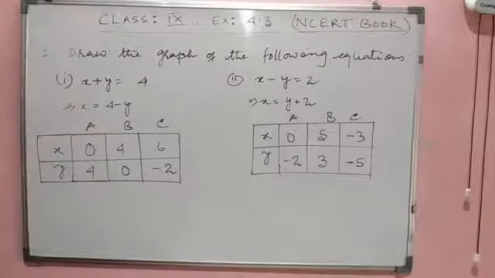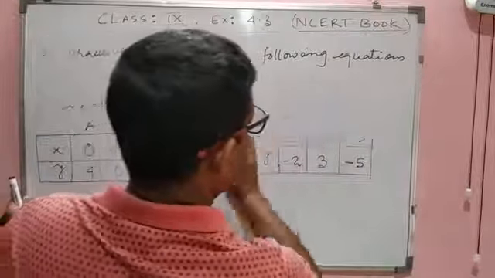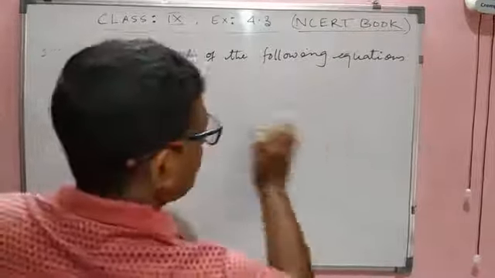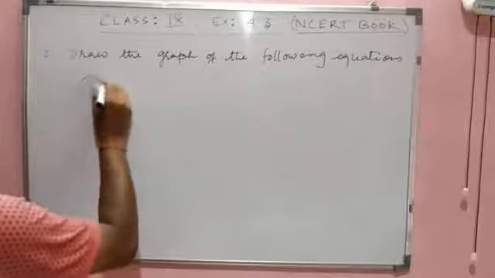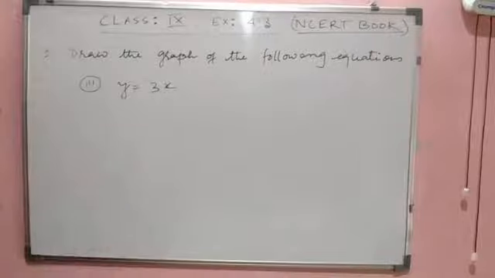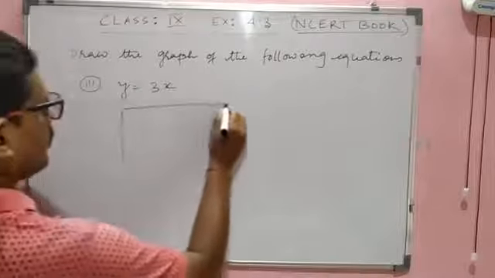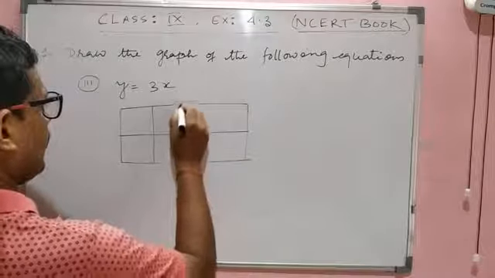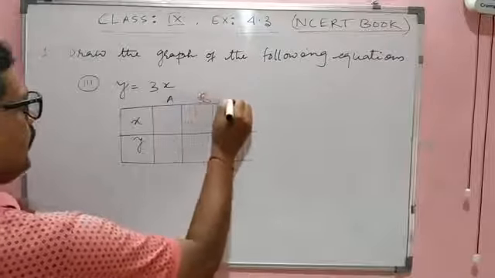Next, question number 4 of the same exercise, question number 1, sum number 3. Sum number 4 I already taught you. So sum number 3: y equal to 3x. This is the equation. We have to draw the graph of this equation. For this, let us again find 3 pairs of solutions. It will be like this: x, y, a, b, c.